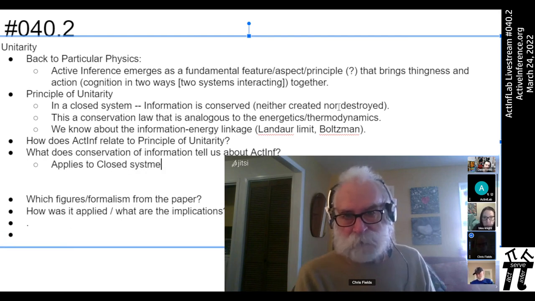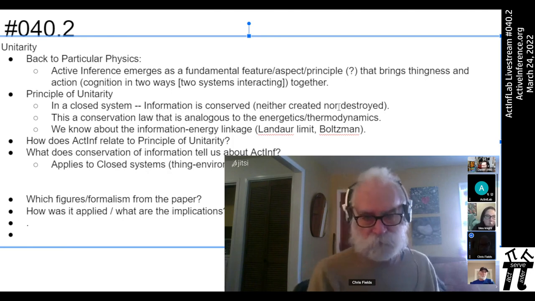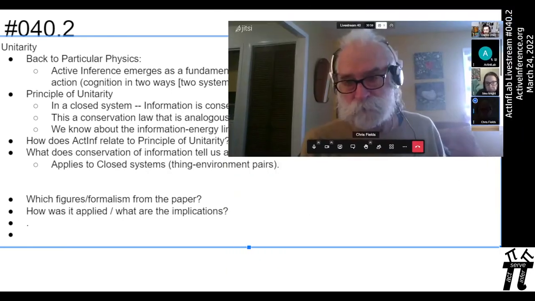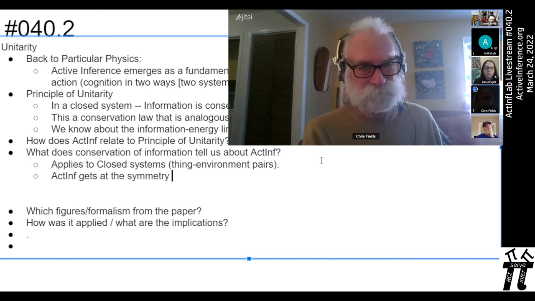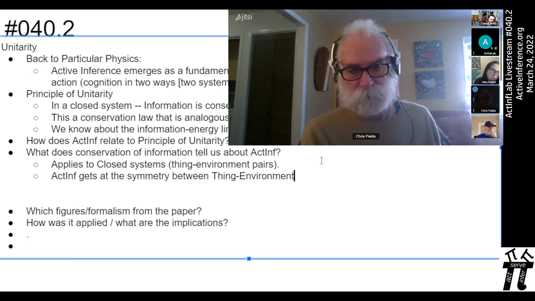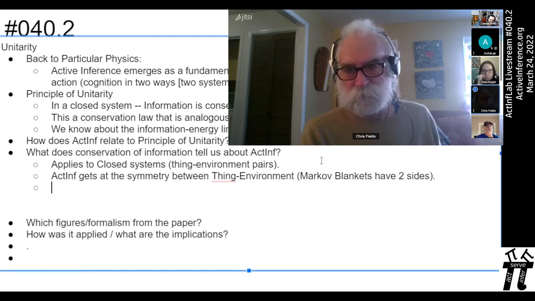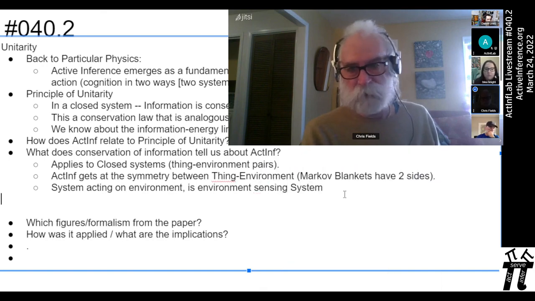And active inference characterizes what the thing is doing in response to its environment. And of course, it also characterizes what the environment is doing in response to the thing. And another benefit of quantum theory is that it makes this symmetry between any system and its environment manifest, makes it very explicit. But it's already explicit in the free energy principle. I mean, the Markov blanket has two sides, and the system acting on its environment is the same as the environment sensing the system, and in the same way that the environment acting on the system is the same as the system sensing its environment. So interaction, physical interaction, is information exchange in both frameworks, and it's perfectly symmetrical.